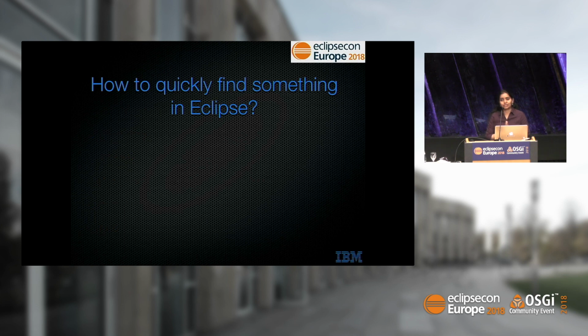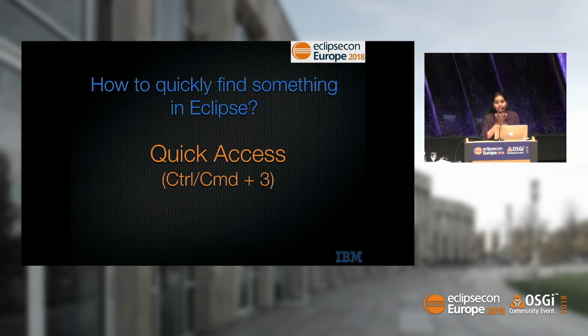Before I go to the demo, I would like to ask a simple question. How do you quickly find something in Eclipse? If you have already attended the previous session, I think you will know the answer. By anything I mean it can be a view, or it could be a preference, or a command. Yes, the answer is quick access, Control 3 or Command 3 on Mac.